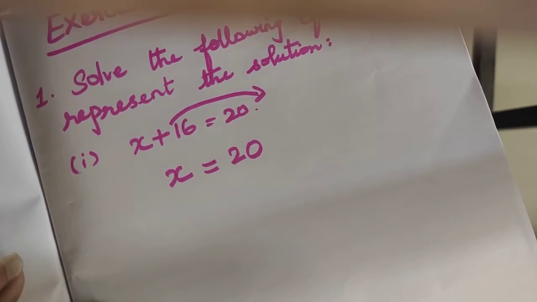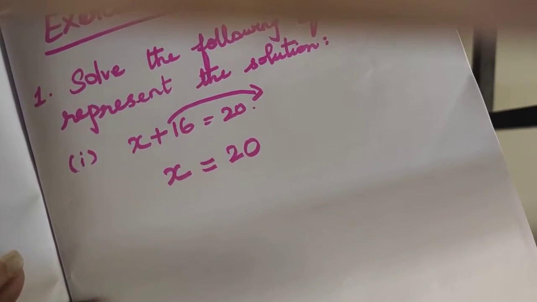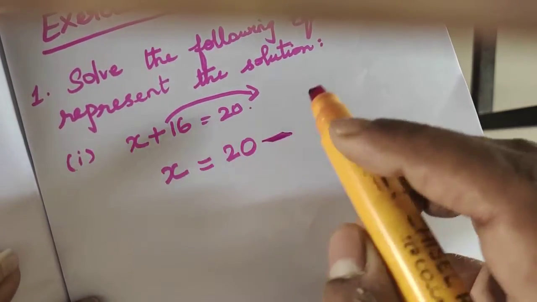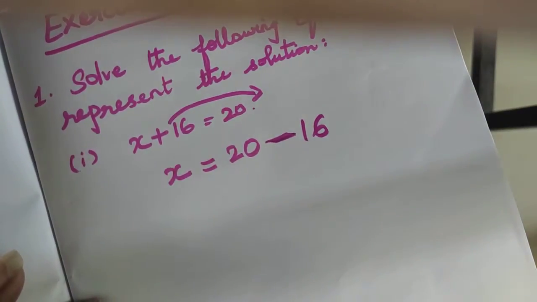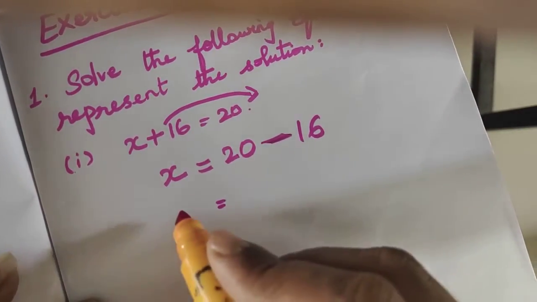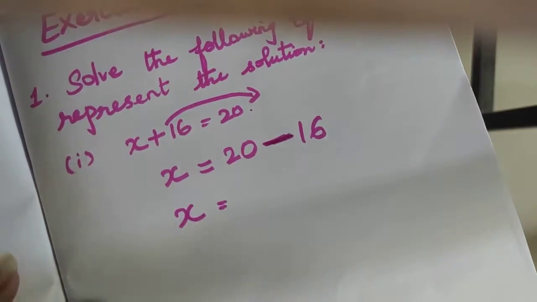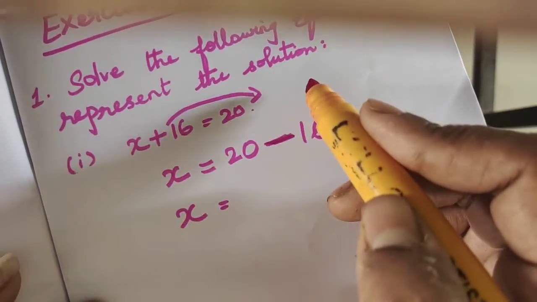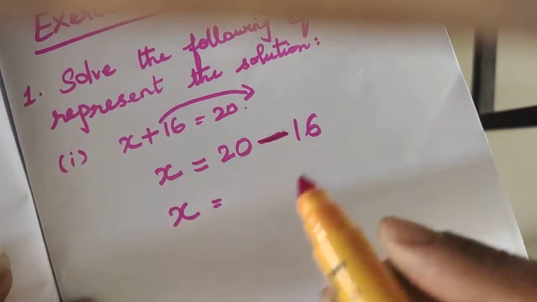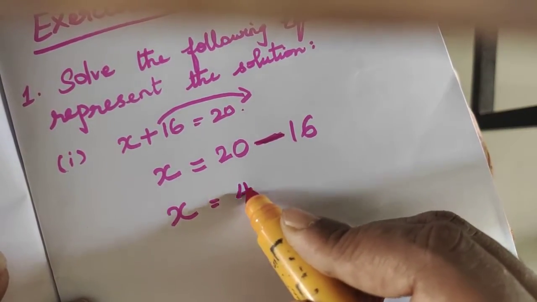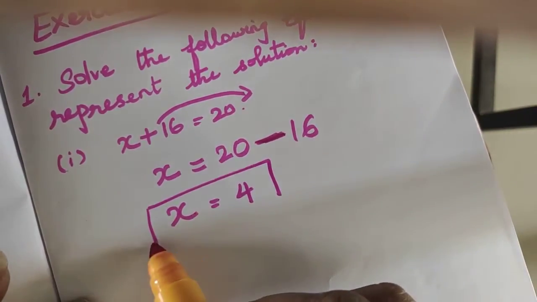Plus 16, if it goes to the other side of the equation, it will become minus 16. You understood? So now it's very simple. Now x is going to be as it is, 20 minus 16. This is minus. Because I have plus here, when it goes to the other side, it will become minus. So 20 minus 16 is going to be 4. So the value of my x is going to be 4.